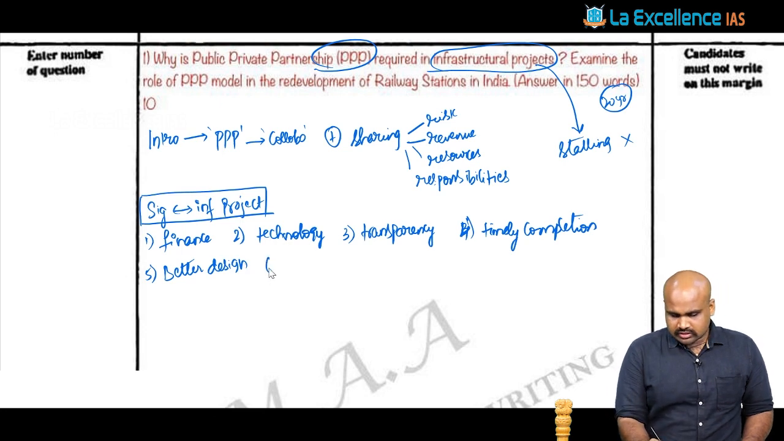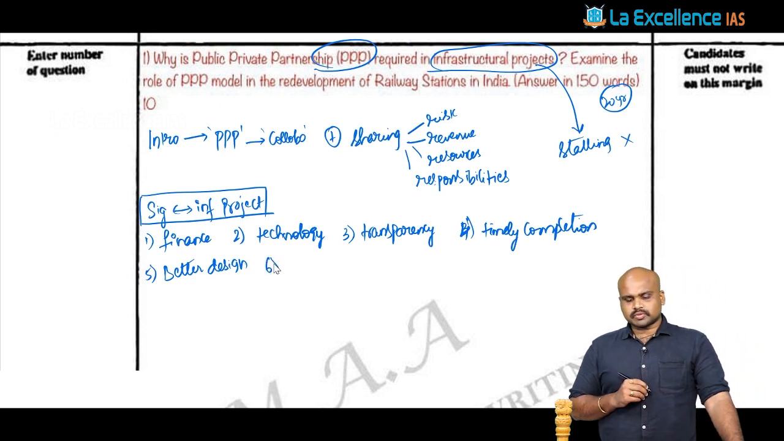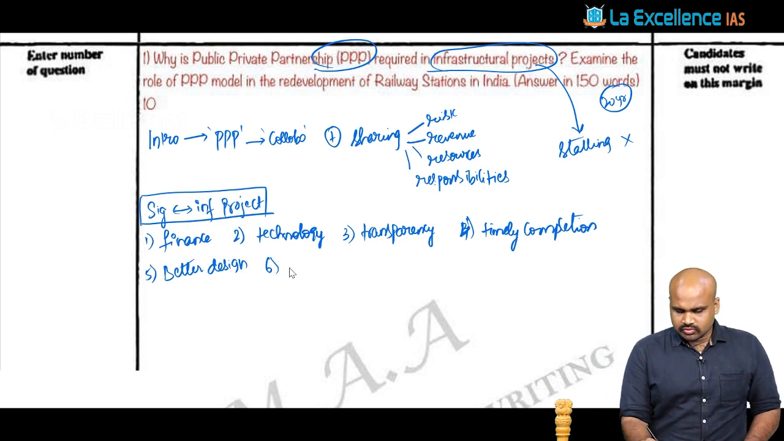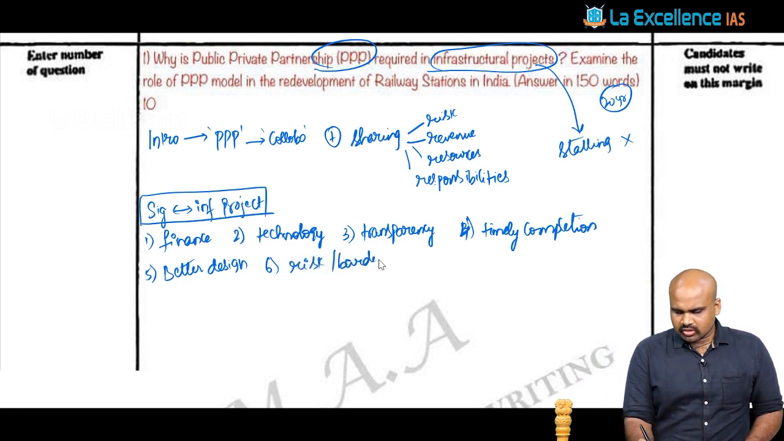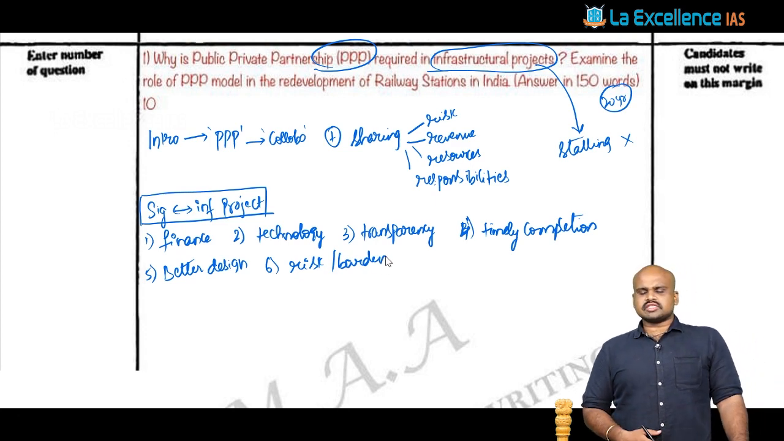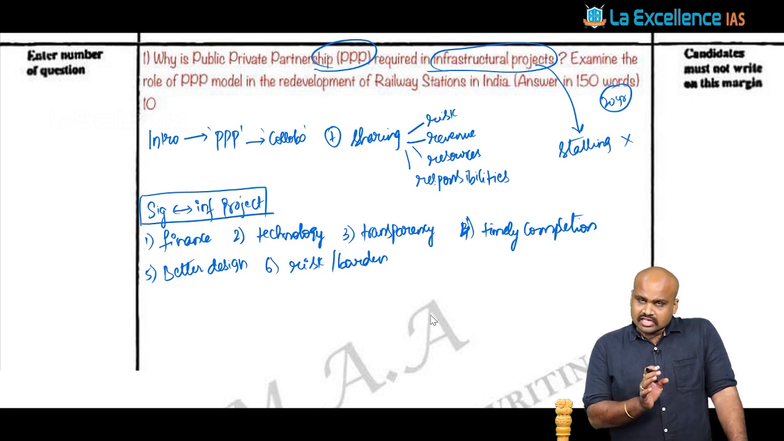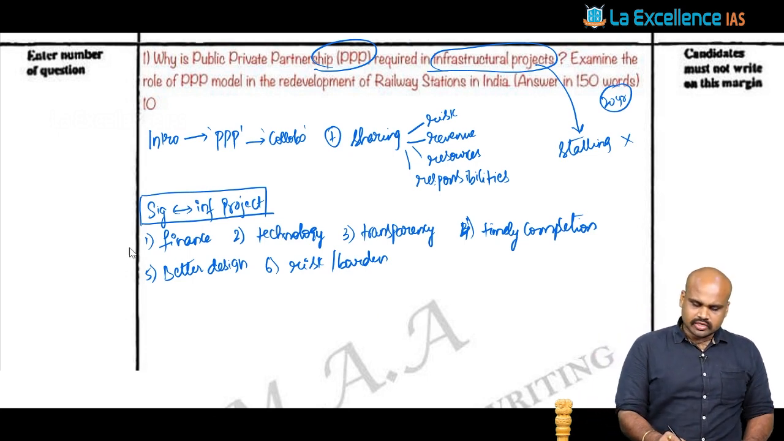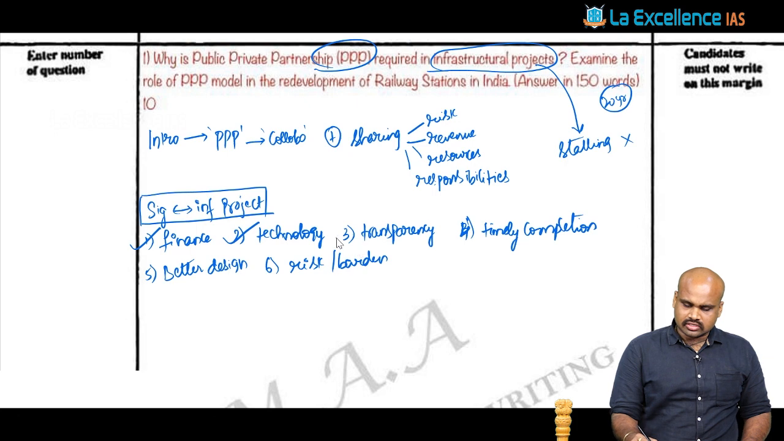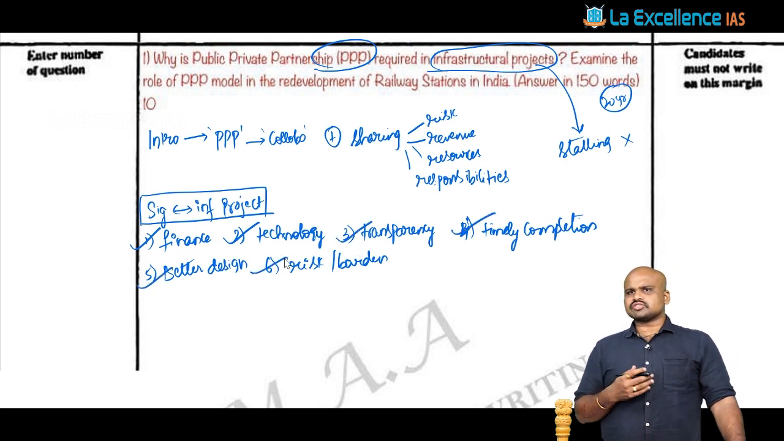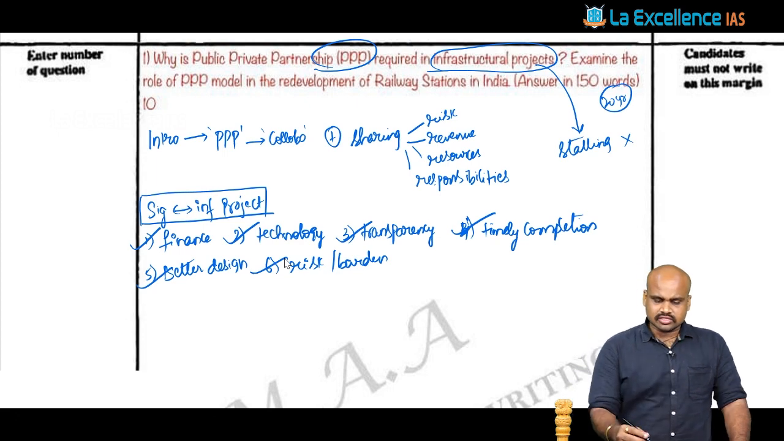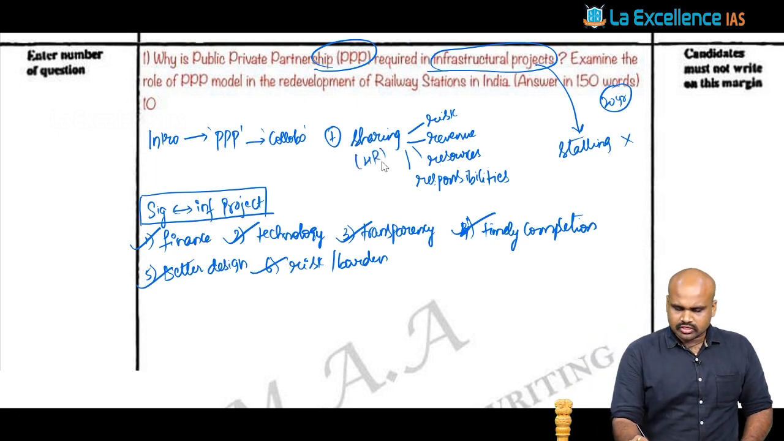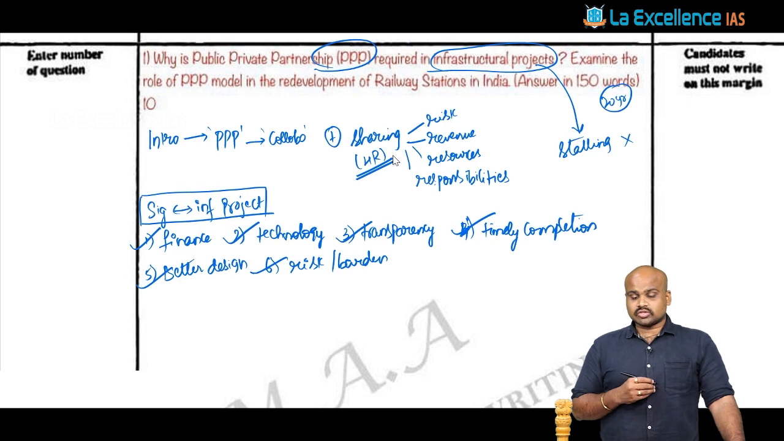Then the sixth and foremost element with respect to any infrastructural project is that the risk or burden is generally shared among the two stakeholders that are present. One is the private sector, the other is the public sector. In this aspect, you need to bring about this particular question: finance, technology, transparency, timely completion, better designs, and sharing of risk or burden or responsibilities. As we discussed, the 4R approach with respect to infrastructure, with respect to the PPP.